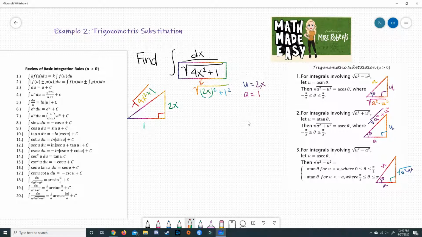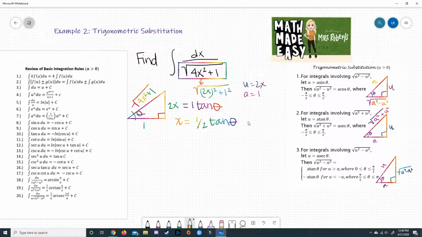So in this case here, this rule tells us that we're going to say that u is a tangent of theta. We're going to say that u, and u is 2x, is a tangent of theta. Well, a is 1, so it'd be 1 times tangent of theta. And if we want to get x alone, then x equals 1/2 tangent of theta.